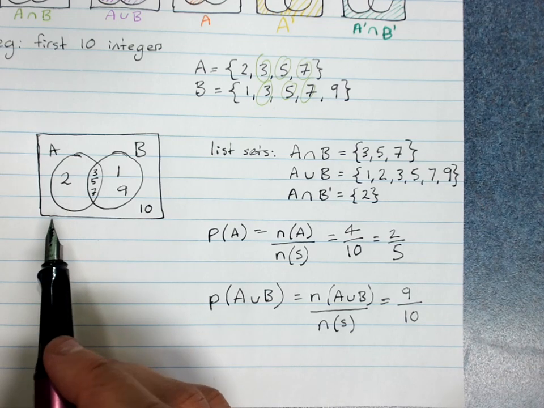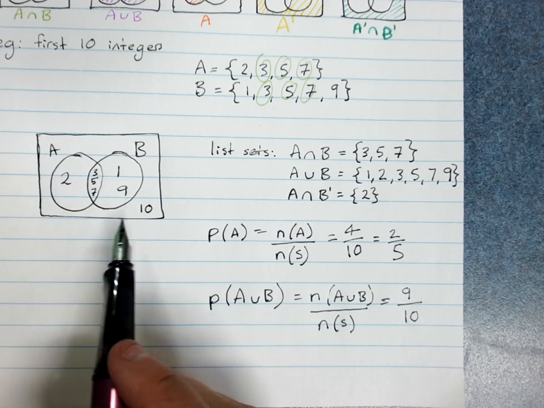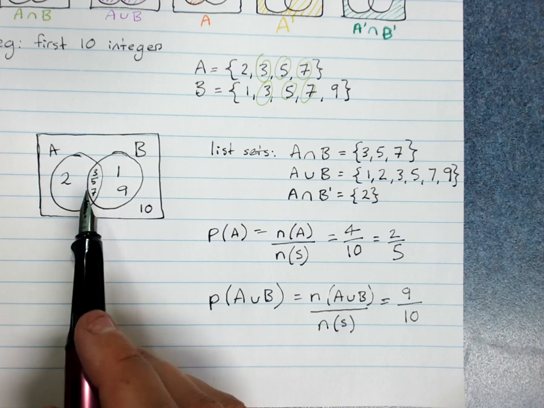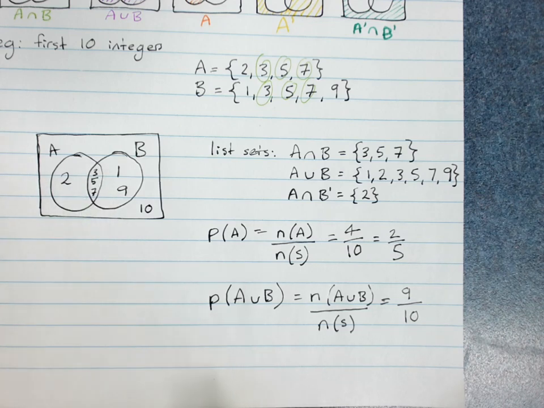Just double checking, if we got asked if the events or the sets were mutually exclusive, they're not because there's some overlap. And we'll leave Venn diagrams and two-way tables till a little later.